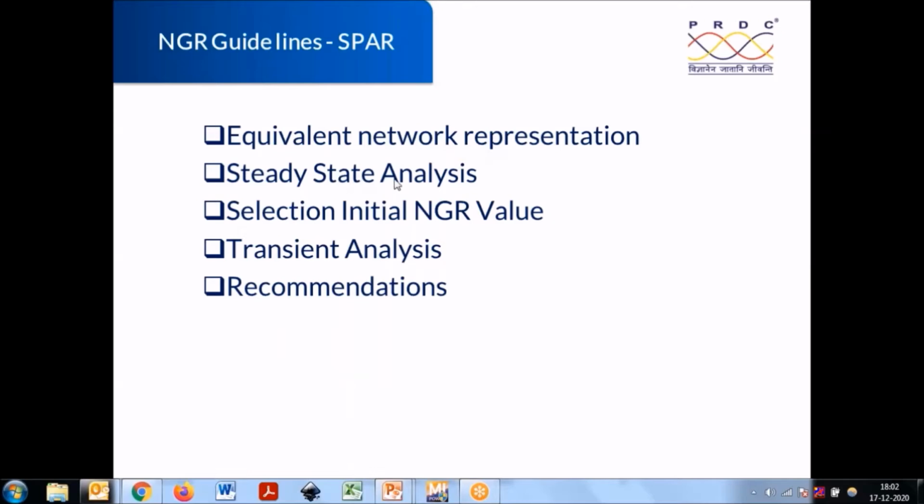Then we can do the next steady state analysis, where we can do the single pole reclosure studies to find out the recovery voltage and the secondary arc current. Basically this NGR will not be designed for the resonance problems initially, while designing, because our main aim is to have the successful auto reclosing phenomena. That is the main aim.